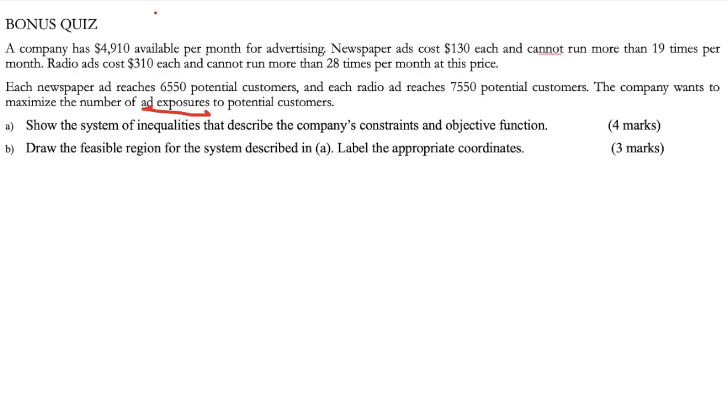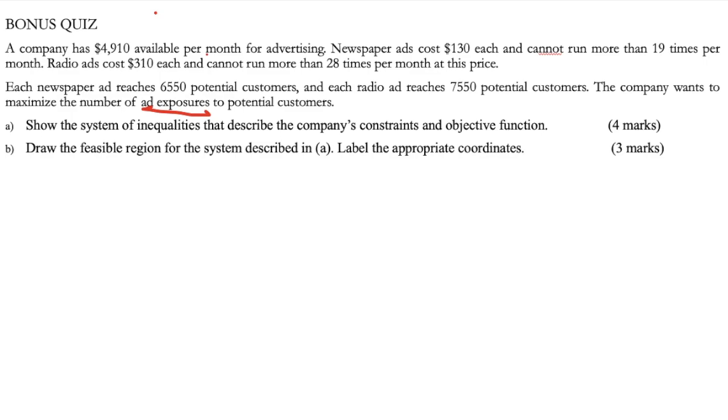And then the company says that it cannot run more than 28 radio advertisements, and cannot run more than 19 advertisements for newspaper. Less is okay. And then it says newspaper can reach 6,550 potential customers. Potential customers for radio is 7,550. But you just want to have more exposures to them.